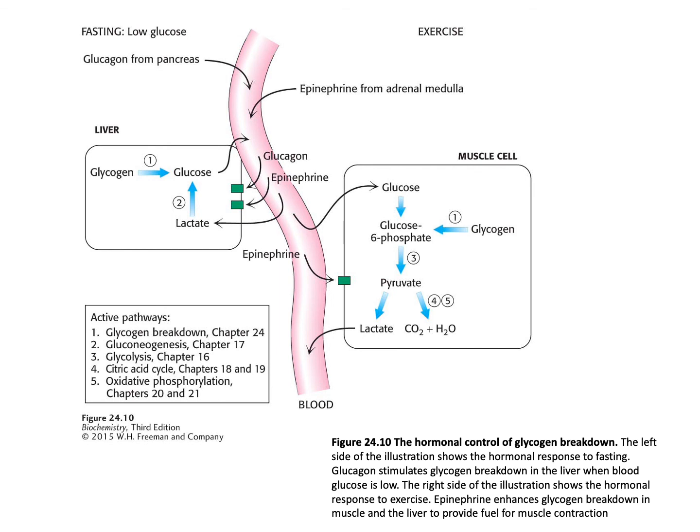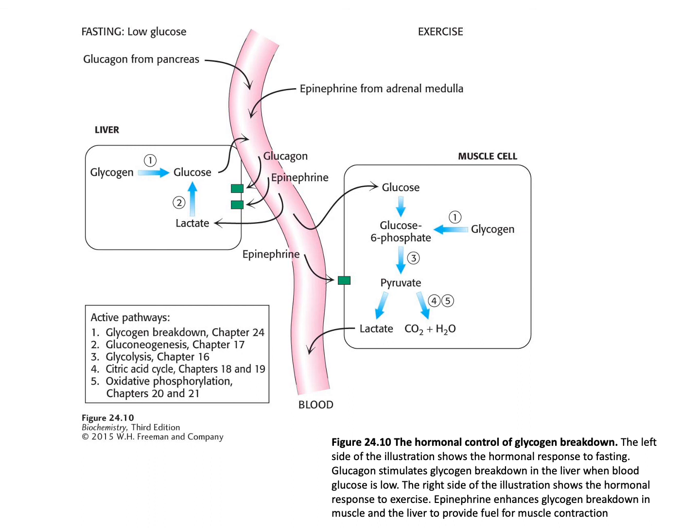This figure illustrates the hormonal control of glycogen breakdown. The left side of the illustration shows the hormonal response to fasting. Glucagon stimulates glycogen breakdown in the liver when blood glucose is low. The right side of the illustration shows the hormonal response to exercise. Epinephrine enhances glycogen breakdown in muscle and the liver to provide fuel for muscle contraction.